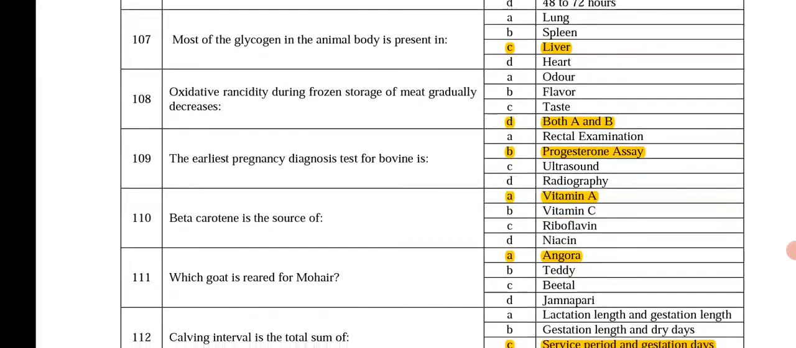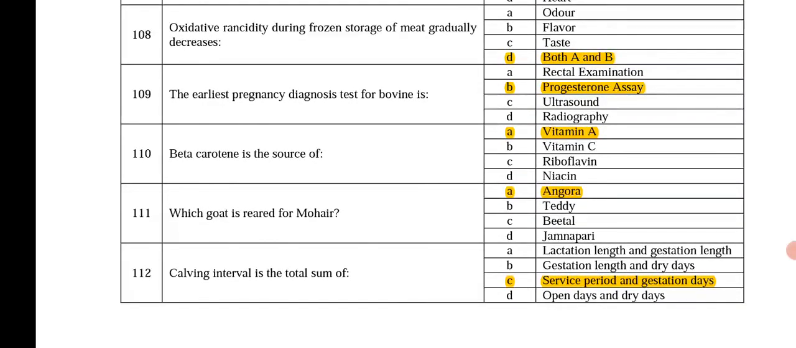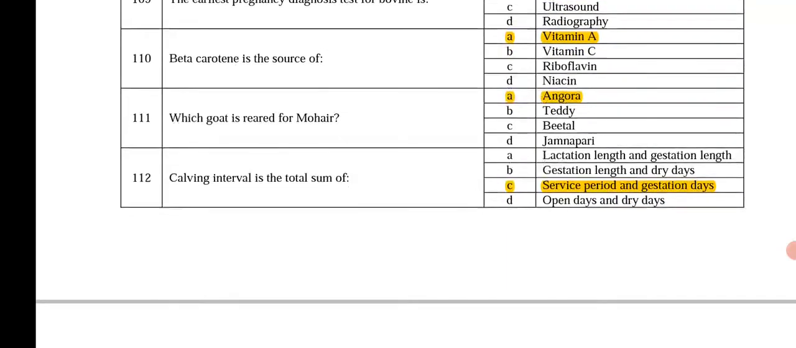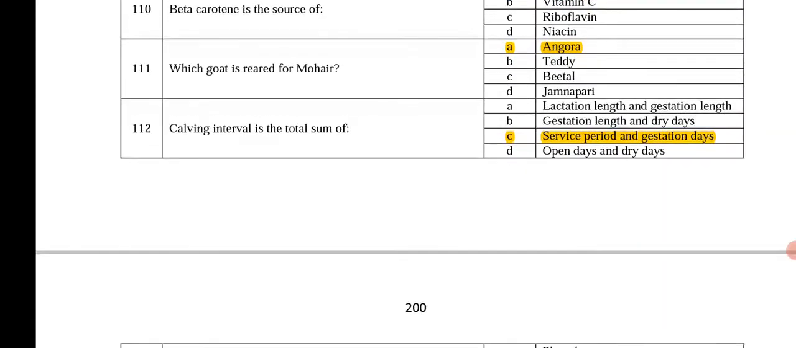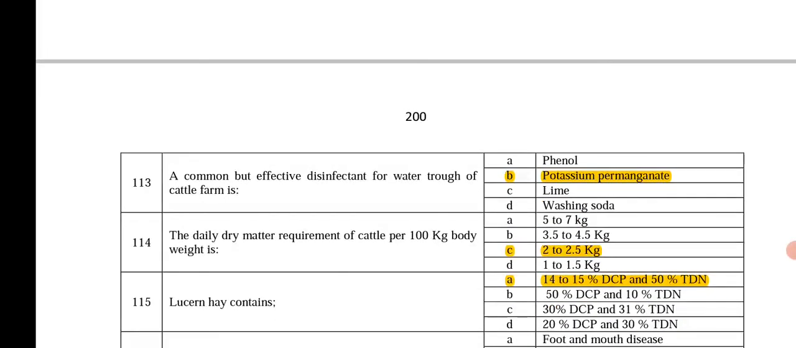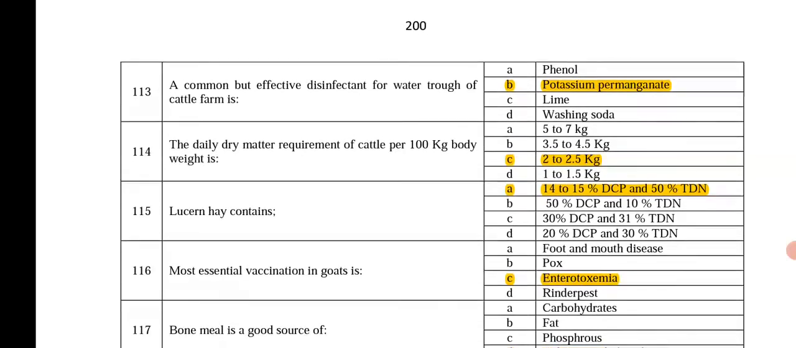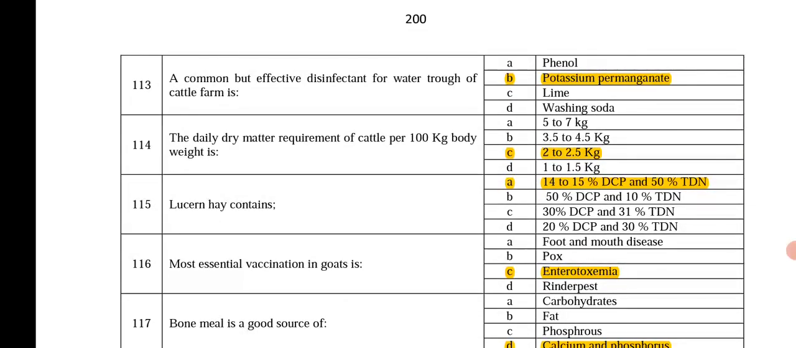The earliest pregnancy diagnostic test for bovine is progesterone assay. Beta carotene is the source of vitamin A. Which goat is reared for mohair? Angora. Calving interval is the sum of service period and gestation days. A common but effective disinfectant for water trough of cattle farm is potassium permanganate. The daily dry matter requirement for cattle per 100 kg body weight is 2 to 2.5 kg.